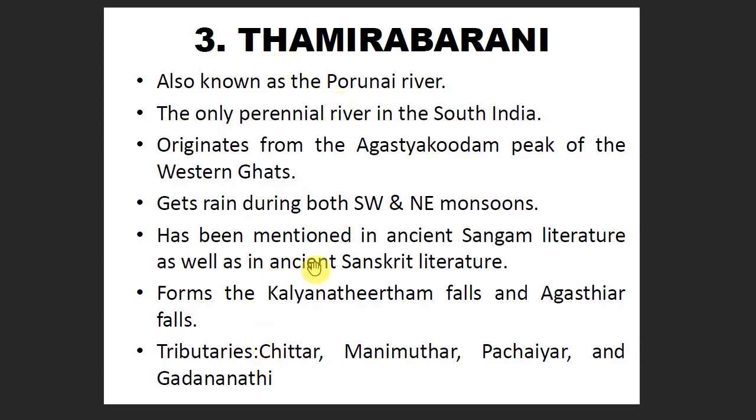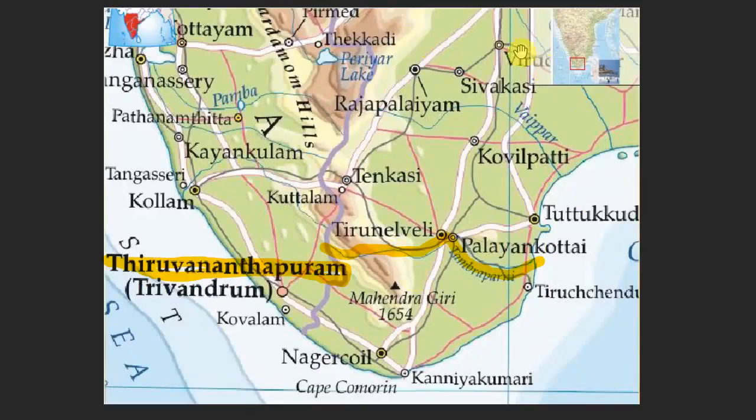Although there would be many other rivers and streams, this has been specially highlighted as a description of this river. It forms the Lakshman Tirtha falls and the Agasthyar falls, and the river finds mention in the Sangam literature as well as the ancient literature, because we know that this region was where the Pandyas had their kingdom, and was the site for the Sangam literature and the ancient Tamil civilization.